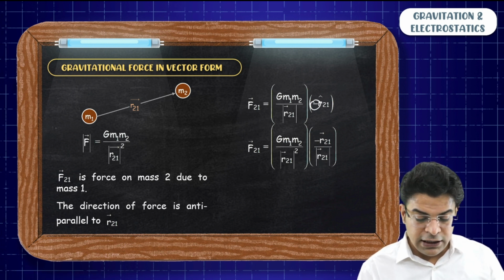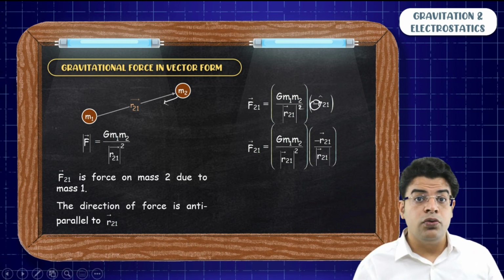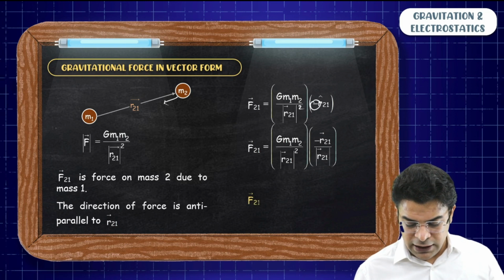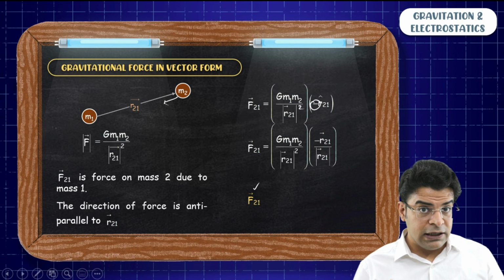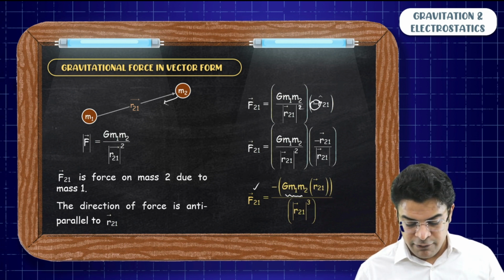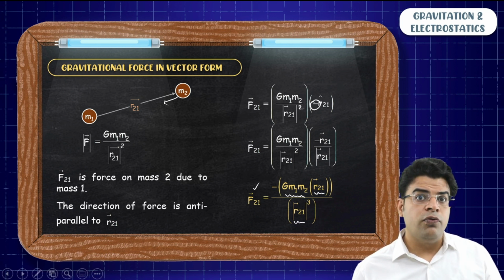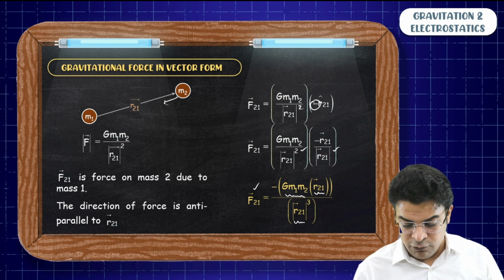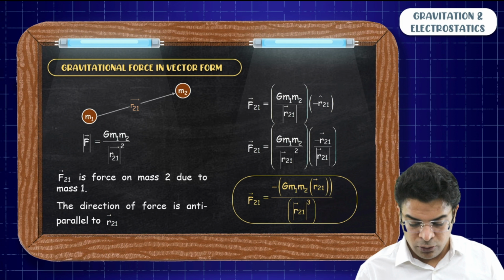And why the minus sign? Because the force has to be opposite to the position vector. Now you can rewrite this as F21, the force on 2 due to 1 in vector form, equals minus G m1 m2 into the position vector of 2 with respect to 1 upon the magnitude of the position vector of 2 with respect to 1 whole cube, since we have a square here and 1 here, so that becomes whole cube. And you can keep this particular formula in mind.